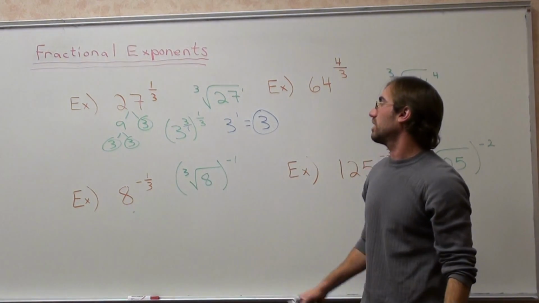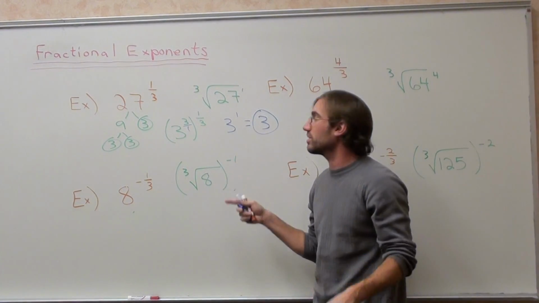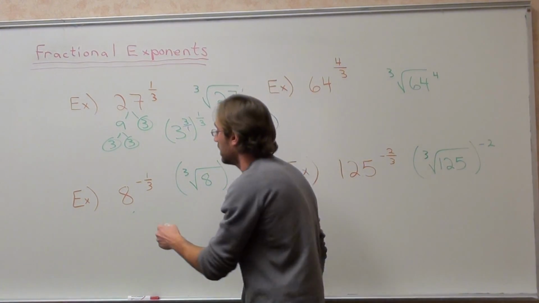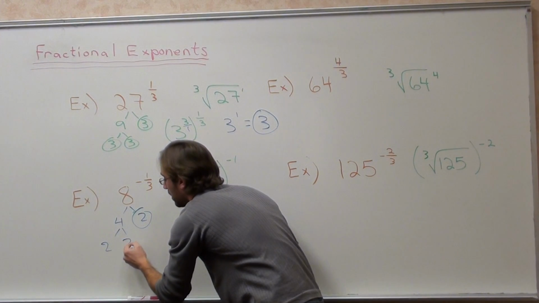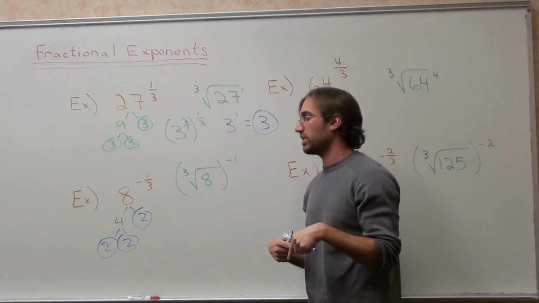which equals 3. So when you multiply these two fractions, it comes out to 3 divided by 3, and 3 divided by 3 is 1. 3 to the 1st is 3. Same thing here. When I have 8 to negative 1/3, I split it, and I only take the primes into consideration when I do the bases.